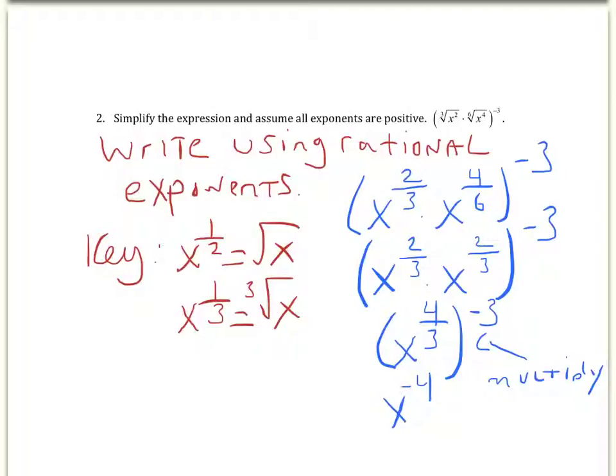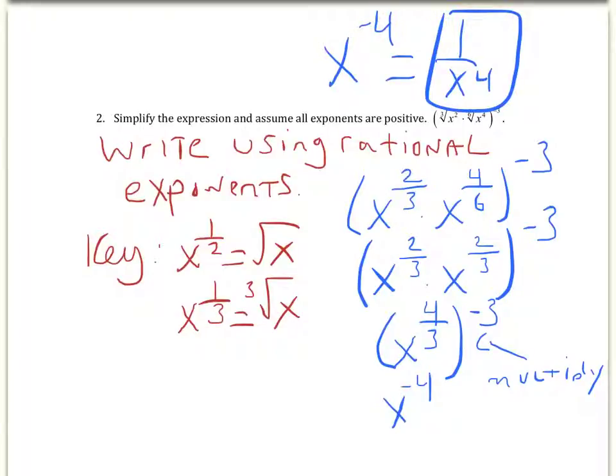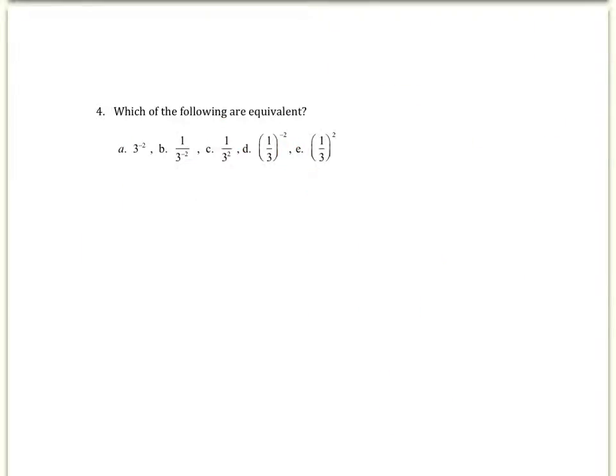The only problem is if I use my little pointer here, it's saying we want all exponents to be positive. So our final answer on this one is 1 divided by x to the 4th. Alright, so I'm jumping around. I'm just doing a couple problems.